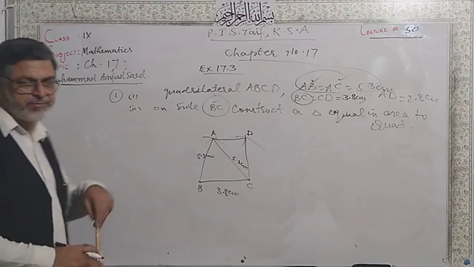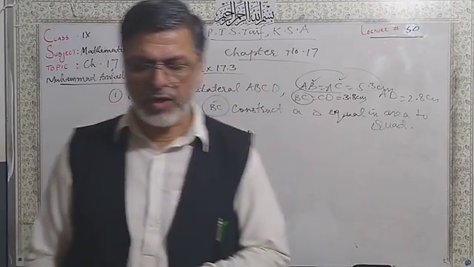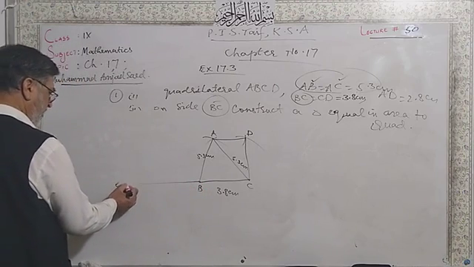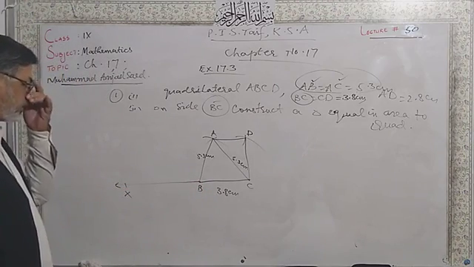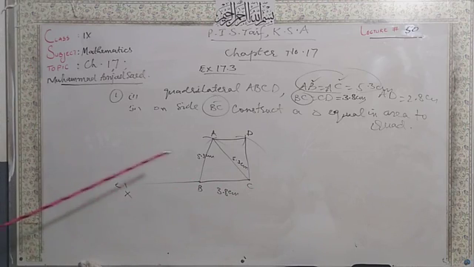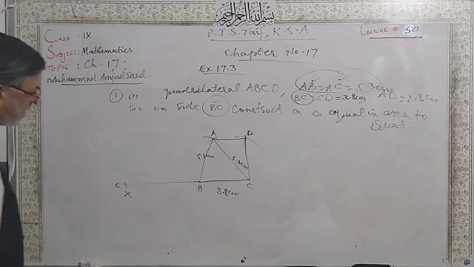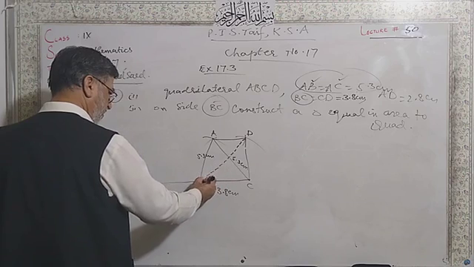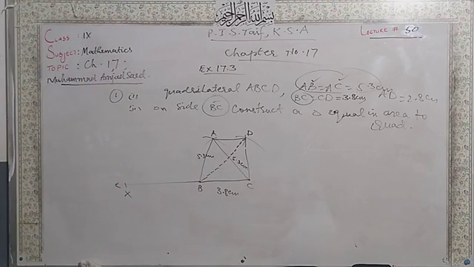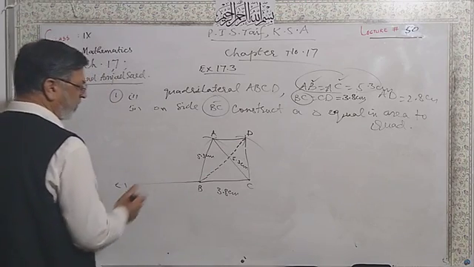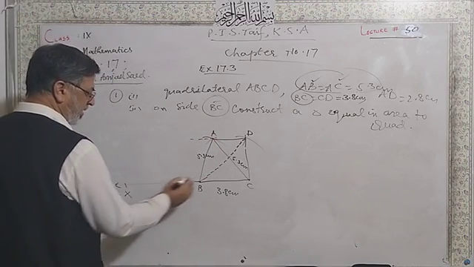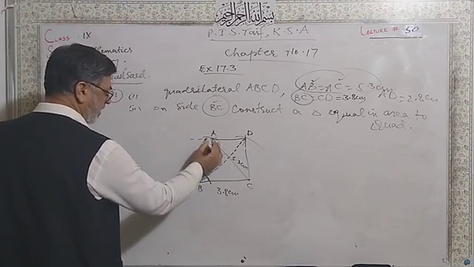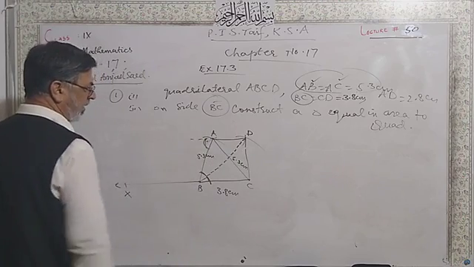Now we have to draw. Look at that. Extend this CB up to point X. And here join B to D. Remember that this angle equal to this angle. These two angles are congruent, alternate angles are congruent because they are parallel lines.